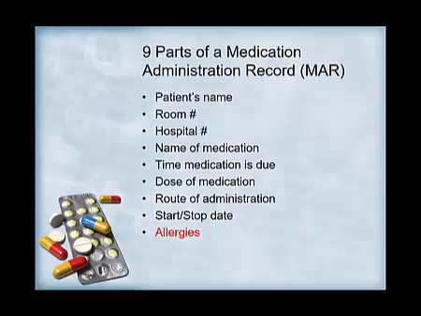There are also 9 parts of a medication administration record. You're going to hear these referred to as MARs as you move through the program and in the clinical setting. A MAR is basically the document that you use in order to administer medications in the clinical setting. On the next slide, you're going to see an example of what a medication administration record, or MAR, looks like. These are the 9 components that you should be able to locate on that slide.